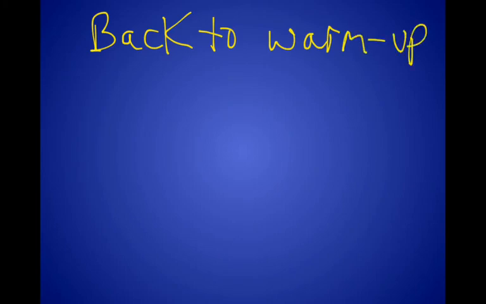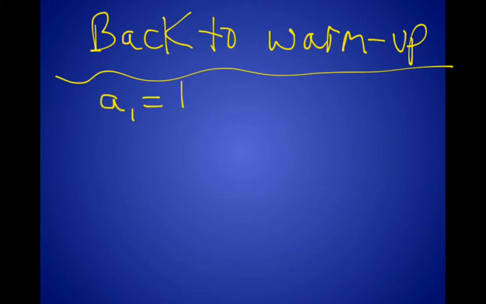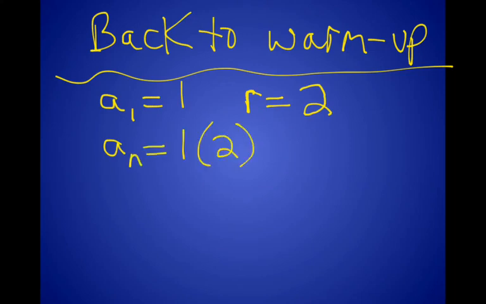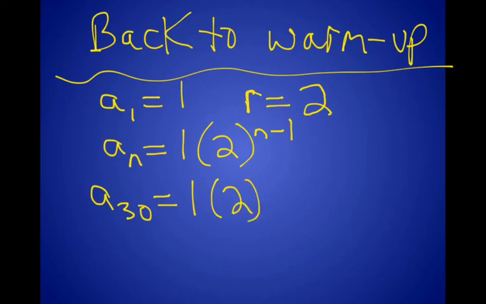What would you rather have, $5 million or a penny a day doubled? So the first term is 1 penny. The r, we keep multiplying by 2, so the r is 2. So if we set up a little explicit formula for this, it would be 1 times 2 raised to the n minus 1. And what we're looking for is the 30th, so we can see how much money we'd have after 30 days. So that would be 1 times 2 raised to the 30 minus 1.